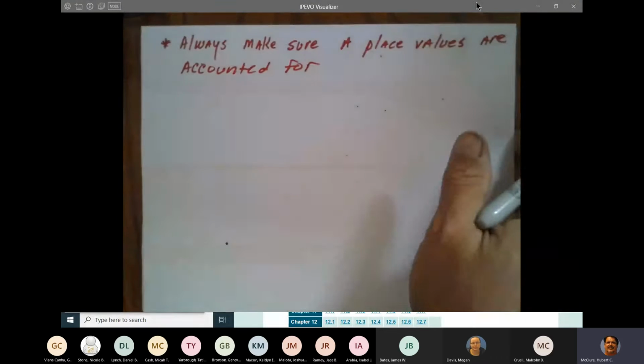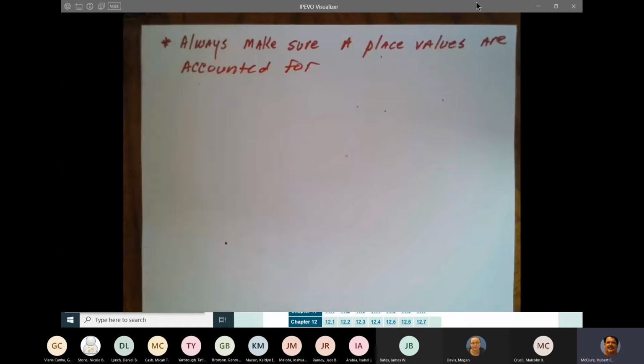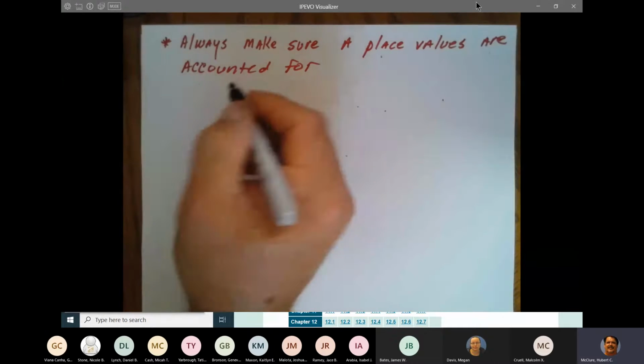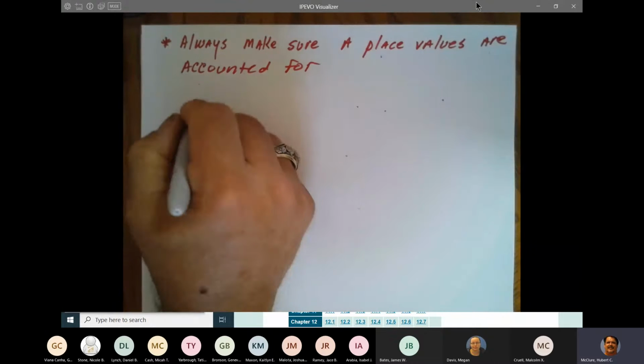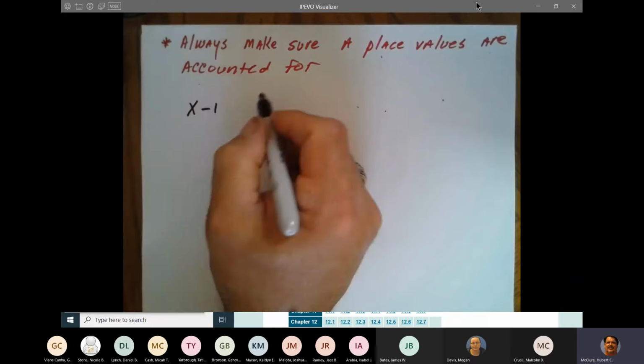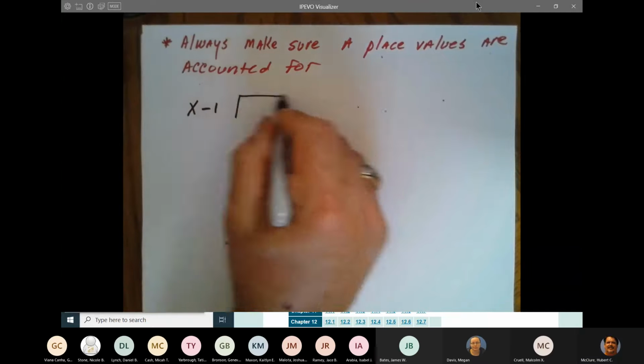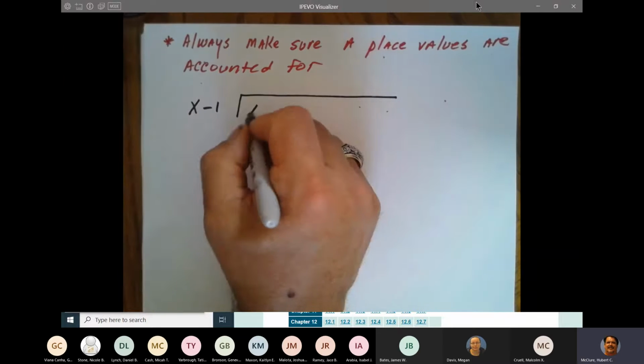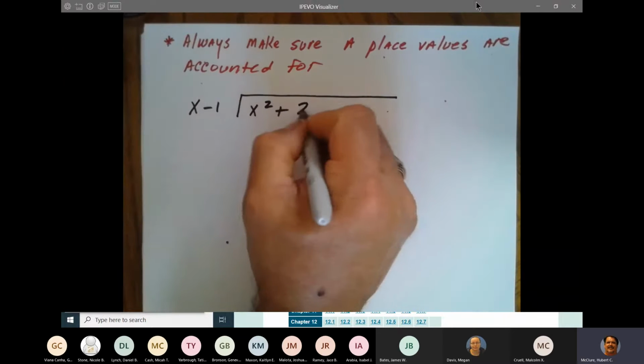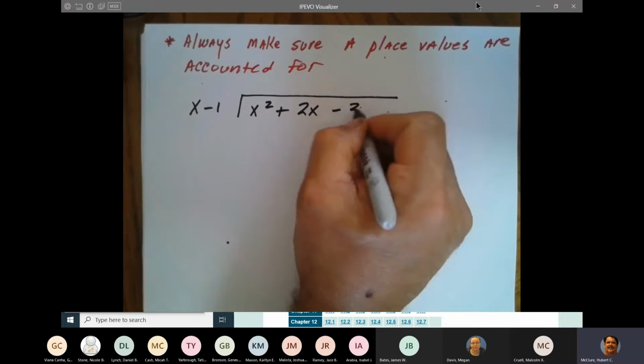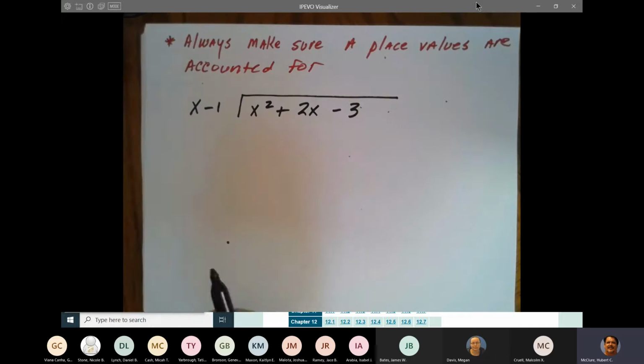Okay, you have a divisor and a dividend. Okay, one divides into the other. I can't remember, since elementary school, all the names of them. But let's take the last problem. You've got x minus 1 into x squared plus 2x minus 3. What does that actually say?